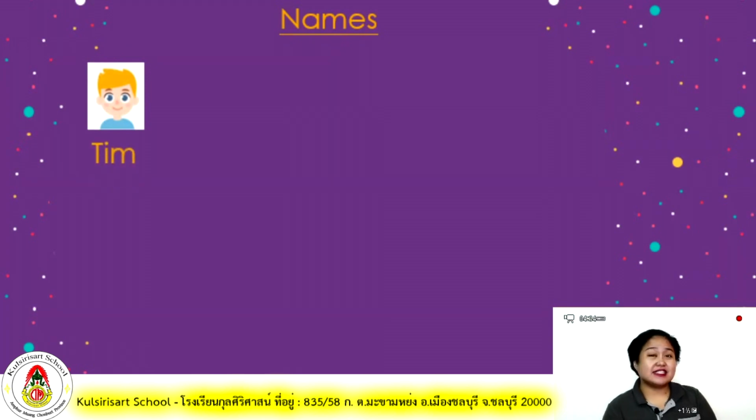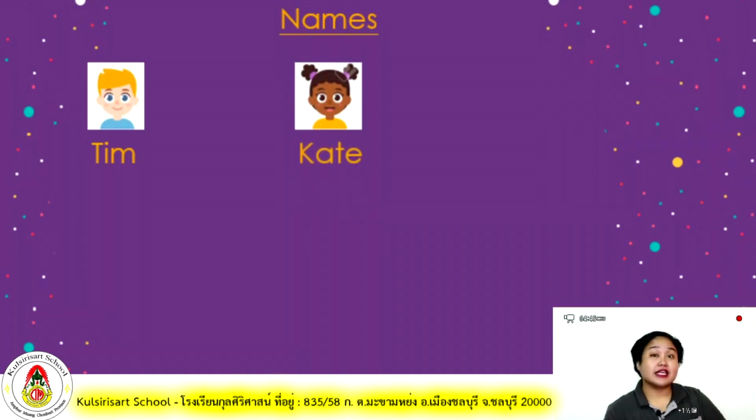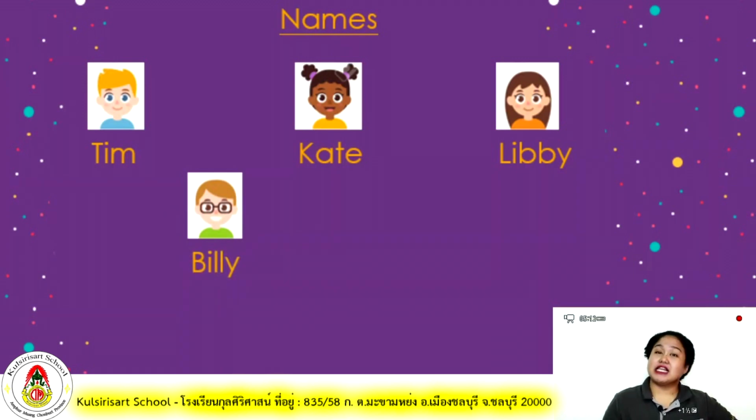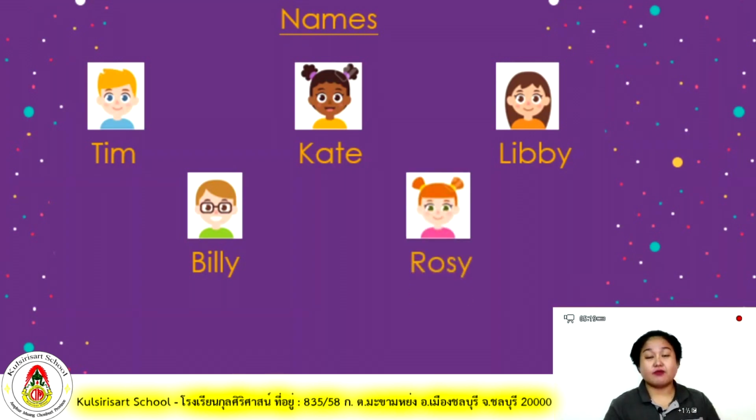We also have Tim. Can you say Tim? Very good. Tim is a name of a boy. Next, we also have Kate. Can you say Kate? Louder. And Kate is a name of a boy or girl? Girl. Very good. We also have name Libby. Can you say Libby? Louder. Libby. Very good. We also have name Billy. Can you say Billy? Billy. Very good. And last, we also have Rosie. Can you say Rosie? Louder.